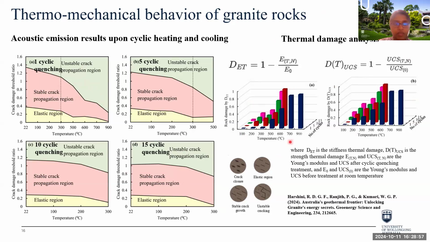When it comes to quantifying thermal damage, we use temperature-dependent Young's modulus as well as uniaxial compressive strength as indicators, and up to 600 degrees, we found quite a linear relationship between temperature and thermal damage. However, beyond 600 degrees, there was a shift to a nonlinear regime, highlighting the importance of more advanced models to capture this damage evolution at extreme temperatures.